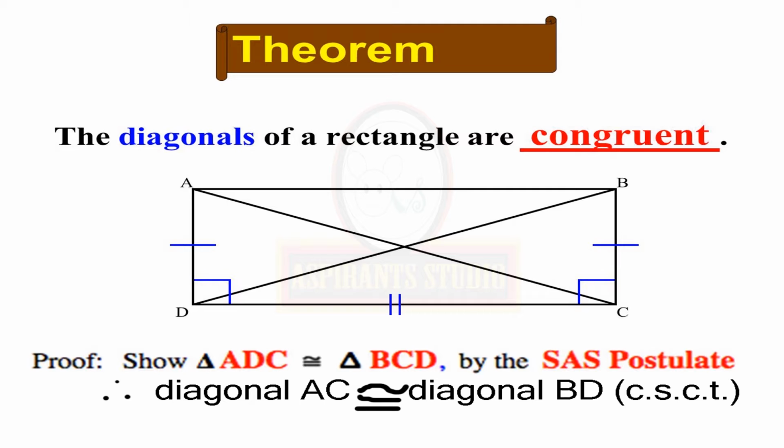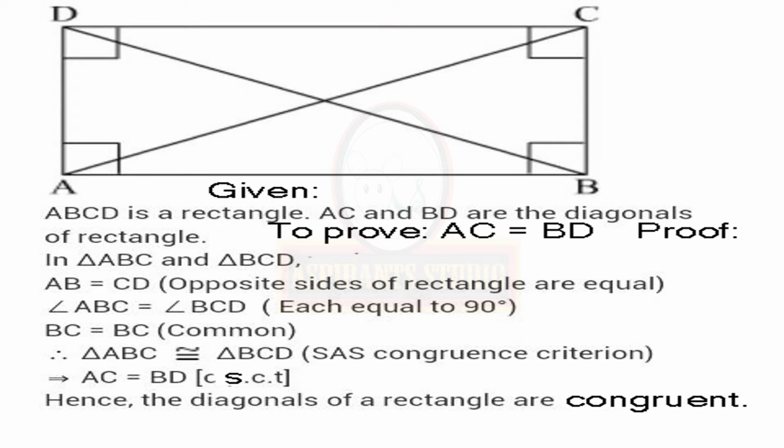Now I have given the explanation in detail. So consider rectangle ABCD. You are given ABCD is a rectangle. You have to put the quadrilateral symbol before ABCD. Given quadrilateral ABCD is a rectangle, AC and BD are the diagonals of the rectangle. To prove AC is equal to BD. Now coming to the proof.